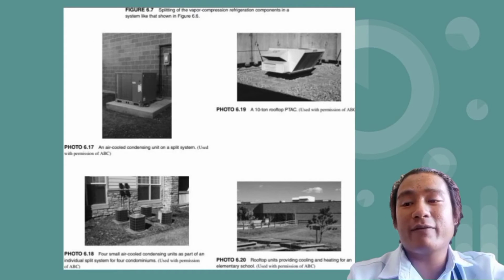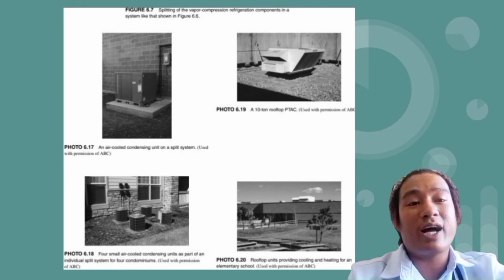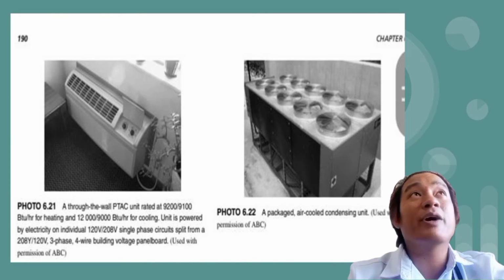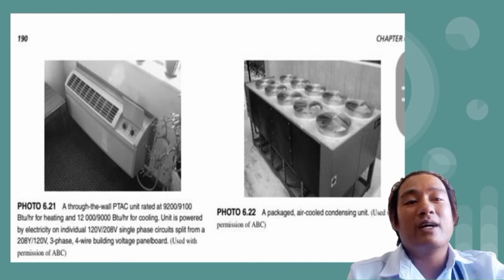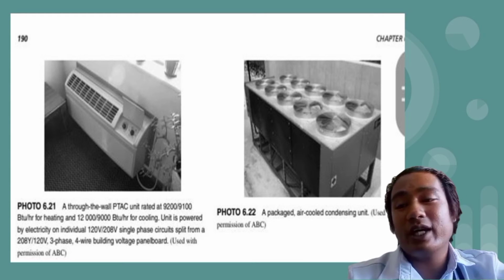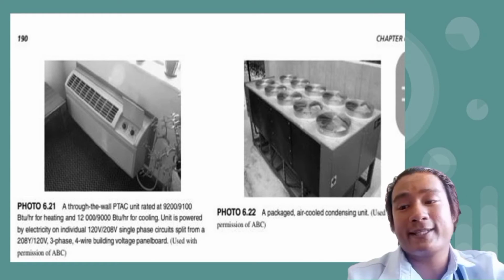In this photo, 6.7, is a condensing unit of a split system. 6.19 is also a condensing unit of a split system. 6.18 illustrates that one aircon could have one or more condensing units. 6.20 is an example of a building that has condensing units at the roof. 6.21 is a wall-mounted aircon. It shows the inside parts of an air conditioner. 6.22 is a packaged air-cooled condensing unit.